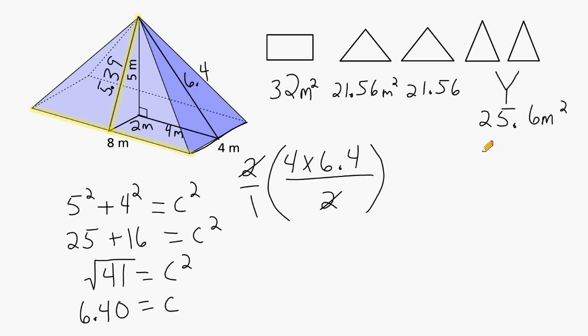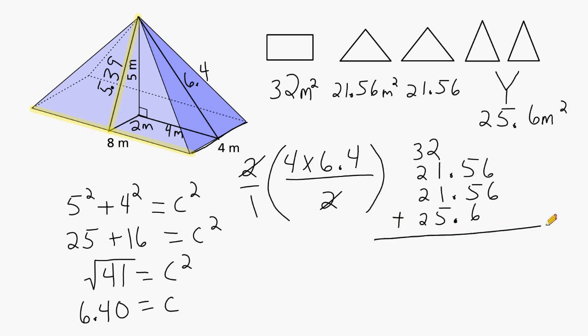All right, now we have all the information we need to get our final answer. So we have to add 32 to 21.56. And of course, we have another 21.56. I could have just doubled that first if I wanted to, but I'll just leave those separate for now. But 25.6 is actually these two surfaces combined. So we have the area of all 5 surfaces represented right here. So we're going to go ahead and add those values together.